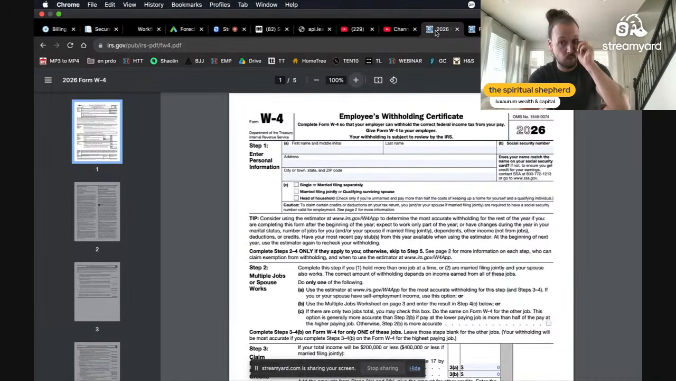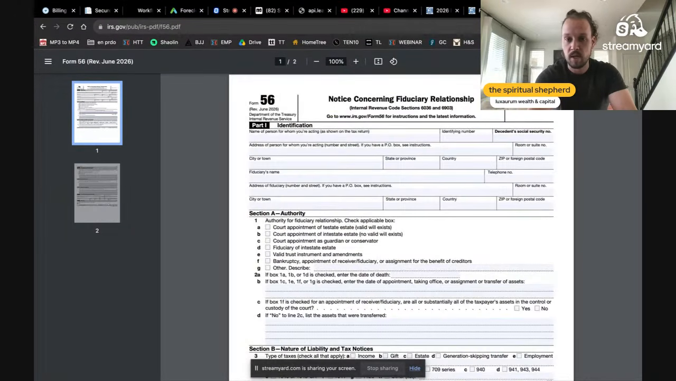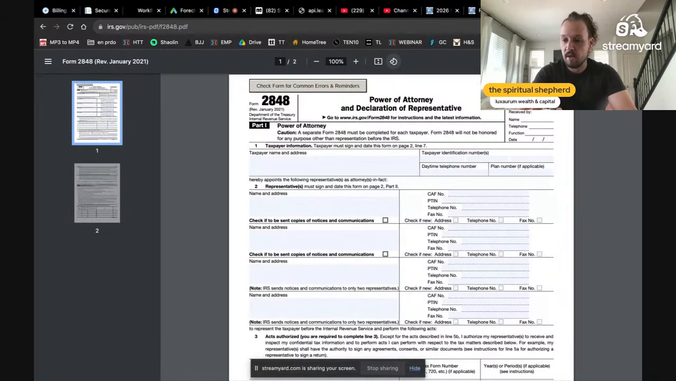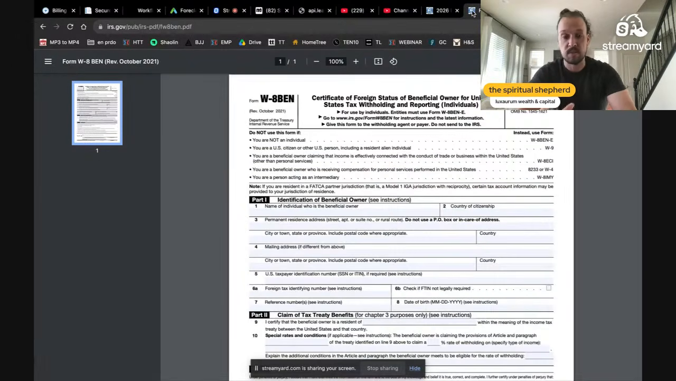I'm going to give you the 4 forms just for the people who are only going to be here for a couple moments. The W4 form, the form 56, the form 2848, and the W8BEN. The form 56 is the notice concerning fiduciary relationship. The 2848 form is the power of attorney and declaration of representative. These are specific words and specific meanings.